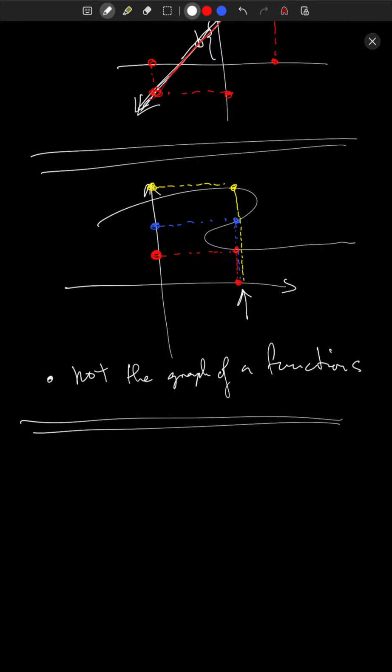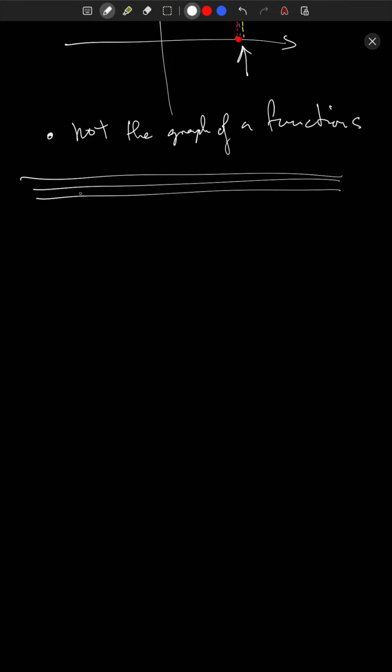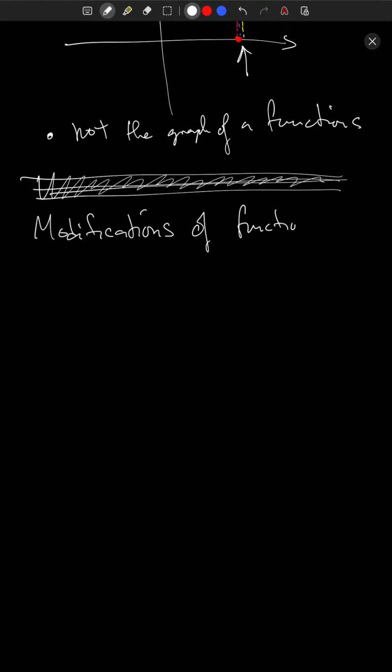Okay, so let's talk about the interesting, more difficult material in this section, and that's modifications of functions. So, for example, let's say I have a function f of x, and I want to modify this function. So I'm going to create a new function.